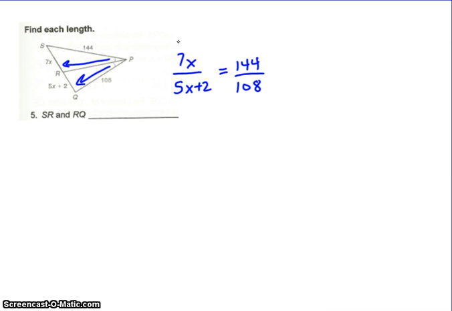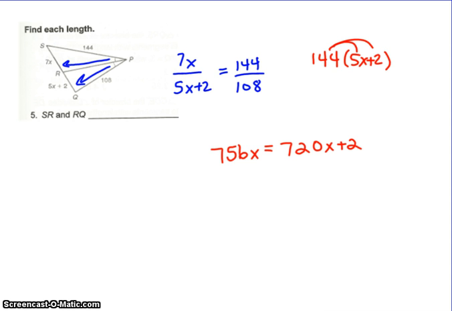Alright, so this is how you should have set up your proportionality. And then we need to cross multiply. So 7x times 108 is 756x. And then we do 144 times 5x plus 2. I need to distribute all of that inside there. So that would be 720x plus 288. Let's go ahead and subtract the 720x out from both sides. So I'm left with 36x equals 288. Divide by 36, x equals 8.